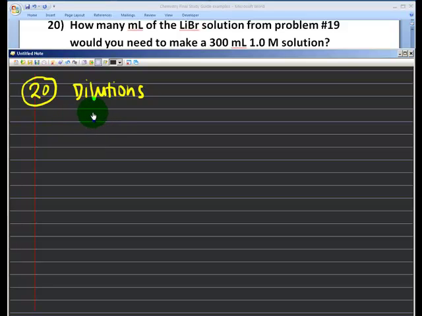So problem number 20, let's skip down to problem number 20. This has to do with solutions as well, but it has to deal with dilutions. It says how many milliliters of the lithium bromide solution from problem number 19 would you need to make a 300 milliliter solution of 1.0 molar. So the molarity from problem number 19, we just calculated it to be 4.0 molar.